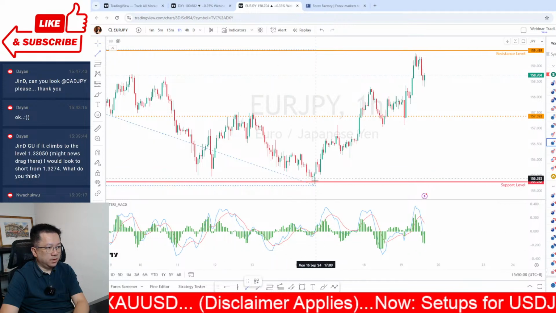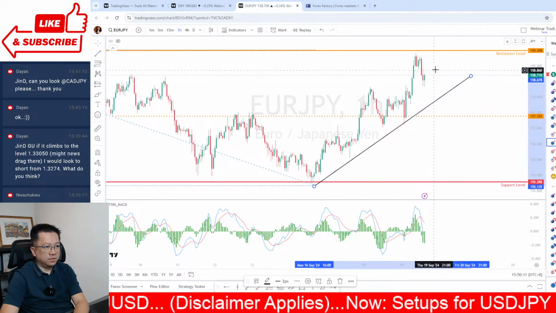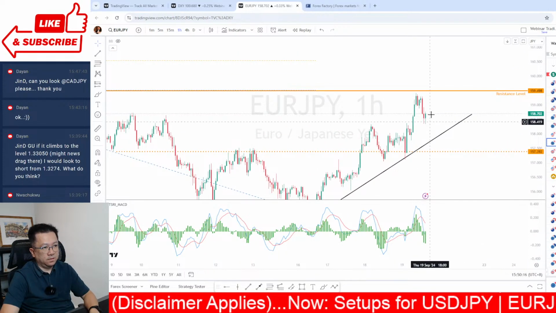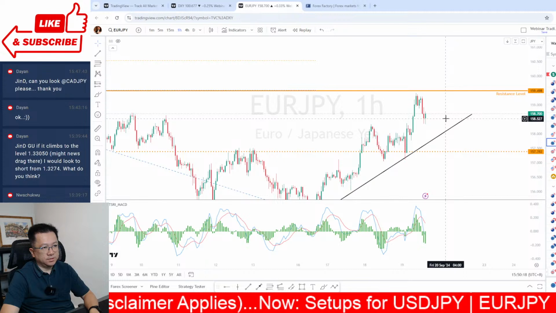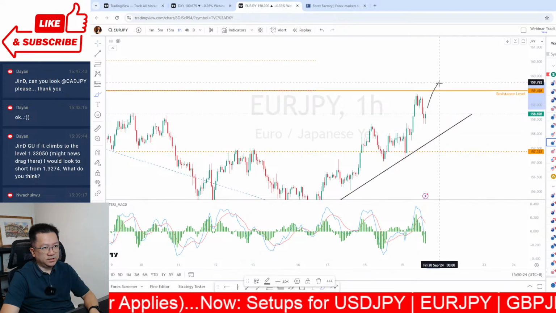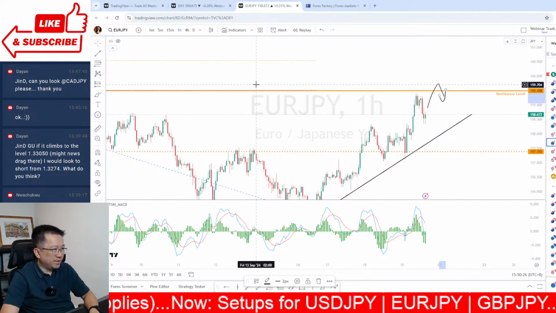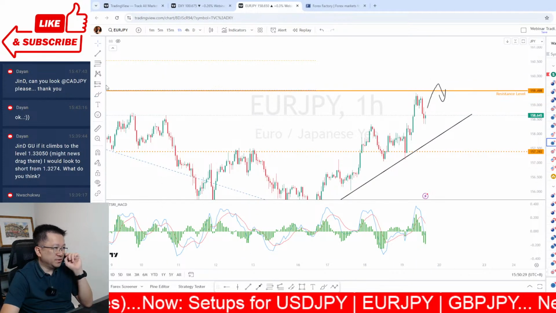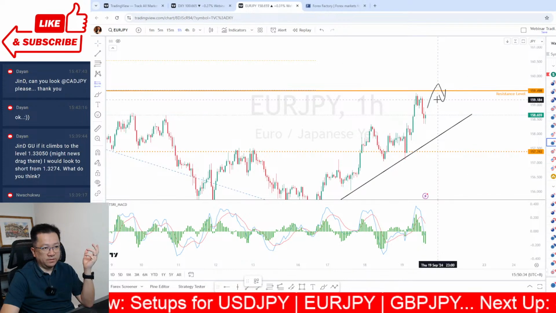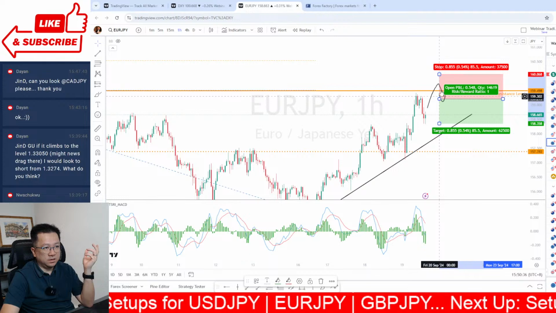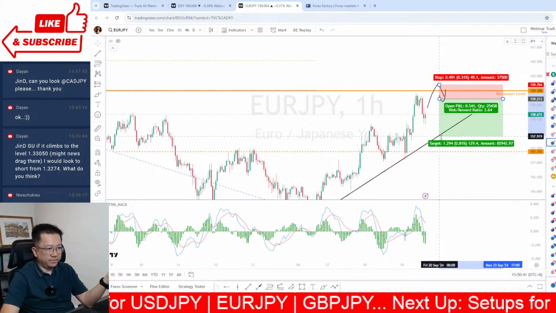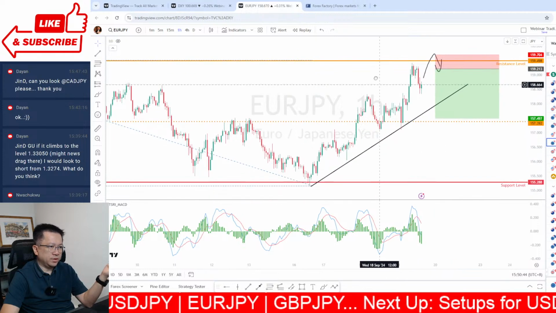But what I'm looking out for here will be that test and reject of that resistance on the euro yen. This is a bit higher risk, but what I could be looking for here would be 159.20, stop loss 50, take profit back down to that point.